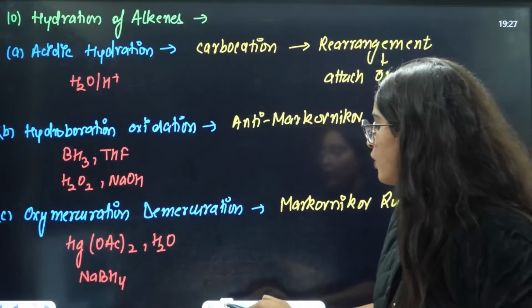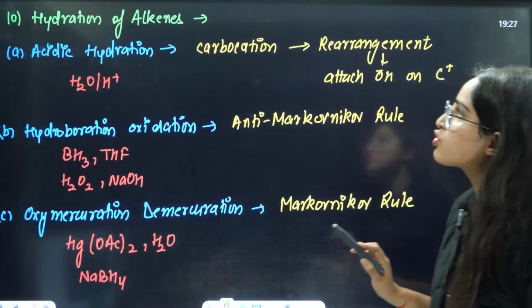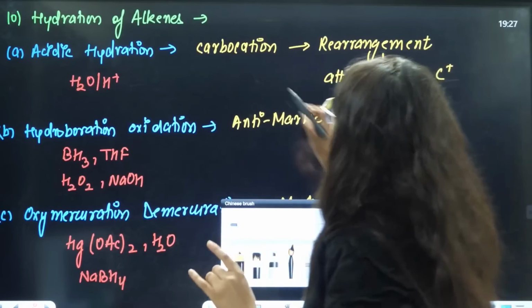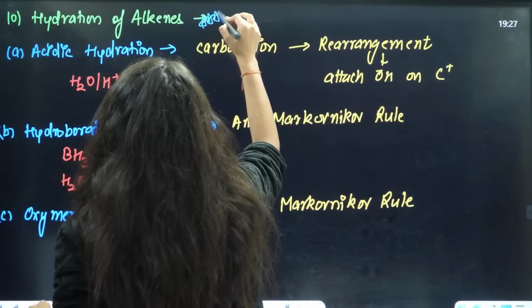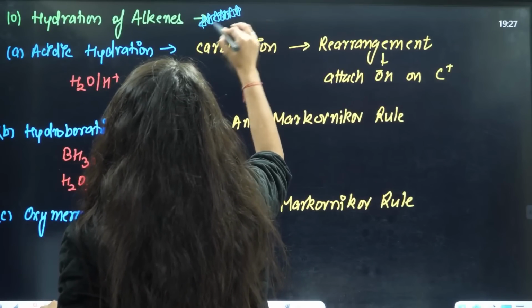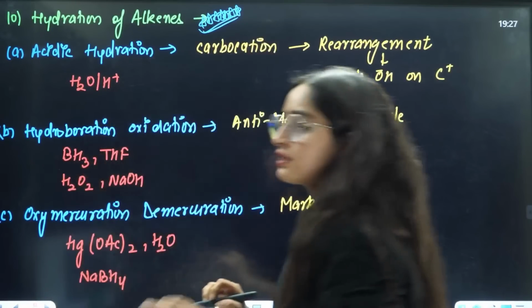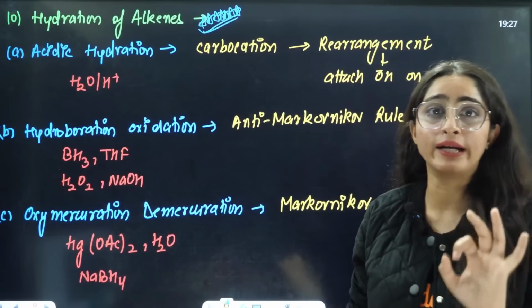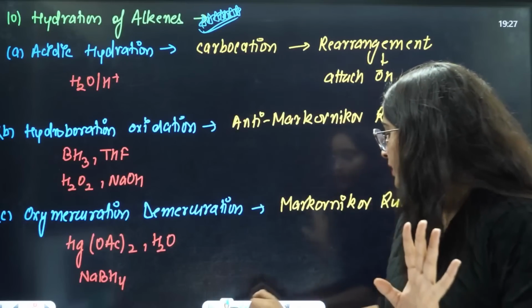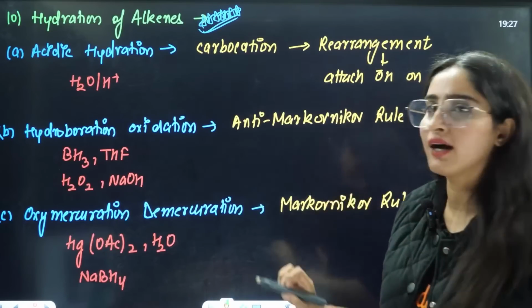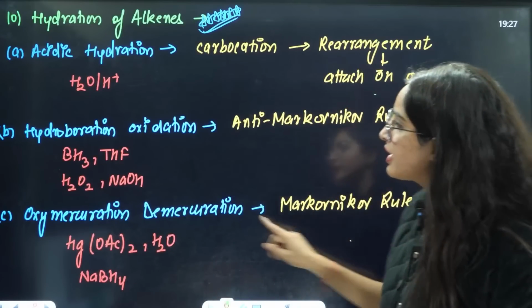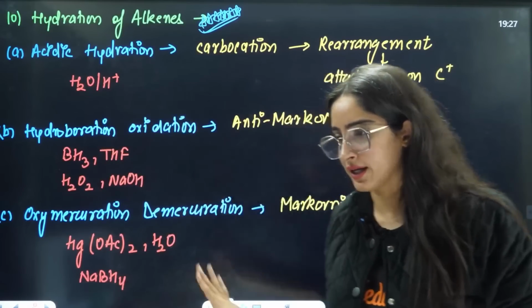Now, next is hydration of alkene, and this reaction is very important, right? It is, I would say, the most predictable question of your NEET 2025. Most predictable. Reason being, here they will ask you these 3 things. Tricks I have written here, right? Reagents I have written here, right?